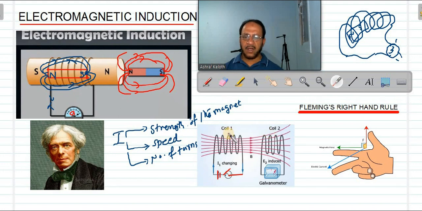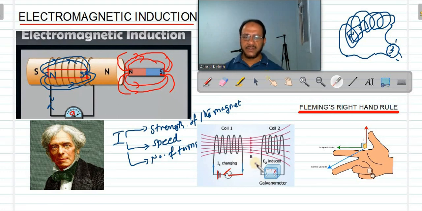The primary coil, coil 1, is connected to a cell and a switch. Coil 2 is connected to a galvanometer, only a galvanometer, no source of electricity, nothing else. A galvanometer is a device only for detecting the presence of current.